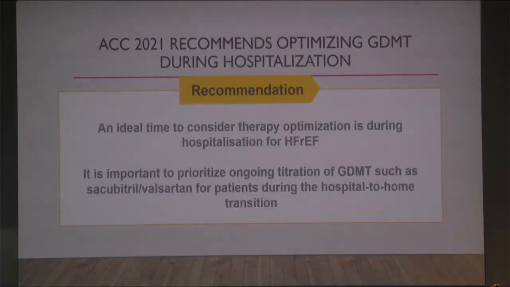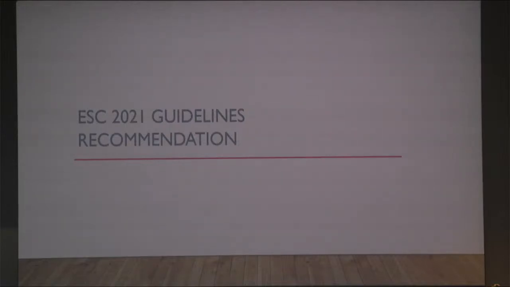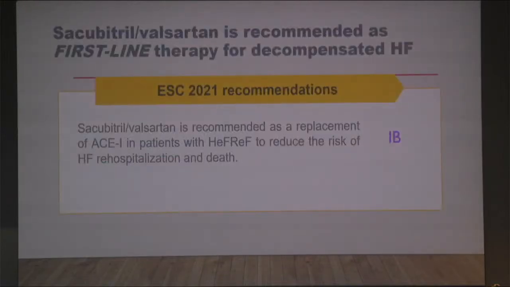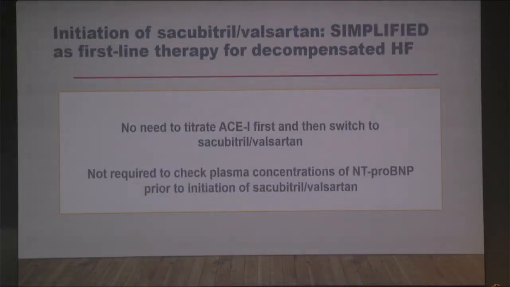So they recommend that the ideal time to consider therapy optimization is during hospitalization for HFrEF. The European 2021 guidelines recommend that sacubitril valsartan is recommended as a replacement of ACE inhibitor therapy in patients with HFrEF to reduce the risk of rehospitalization as well as death, and this is a class 1B recommendation. So now, you don't need to pre-treat a patient with ACE inhibitor and then switch over to sacubitril valsartan. The second thing, you don't need any NT-proBNP to start sacubitril valsartan.